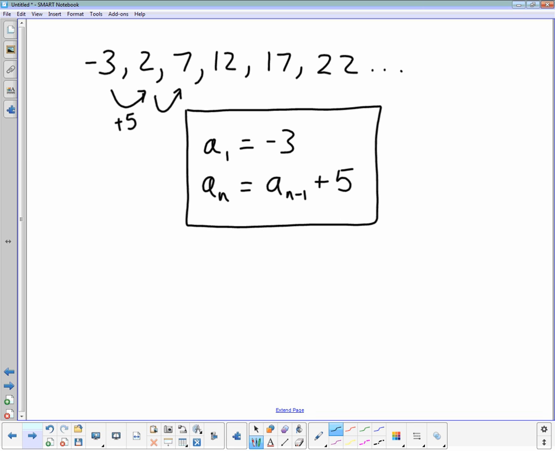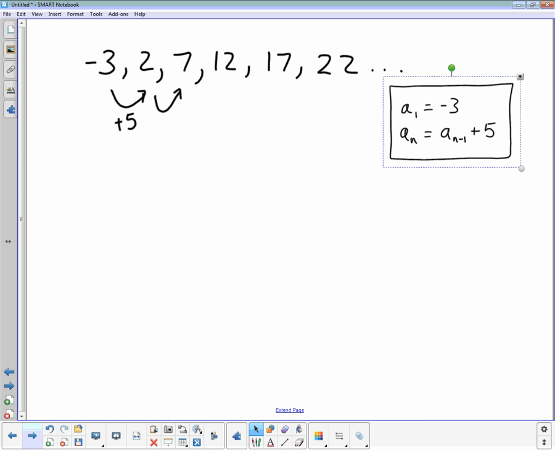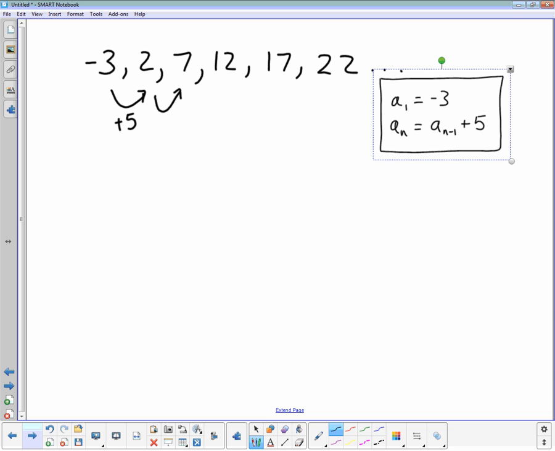Now, if I wanted to do this explicitly, that was recursive. Explicit would be starting with the formula for it. So A_n is equal to A1 plus d times (n minus 1). And plug all your stuff in.